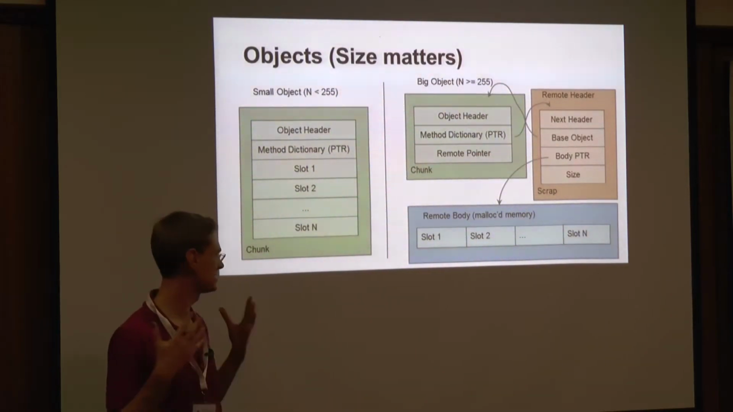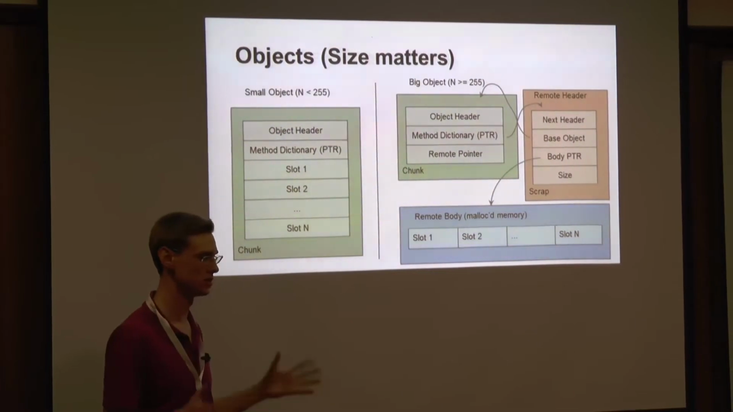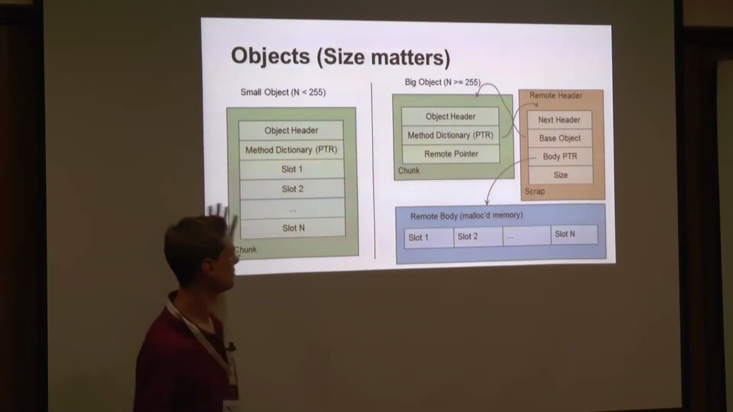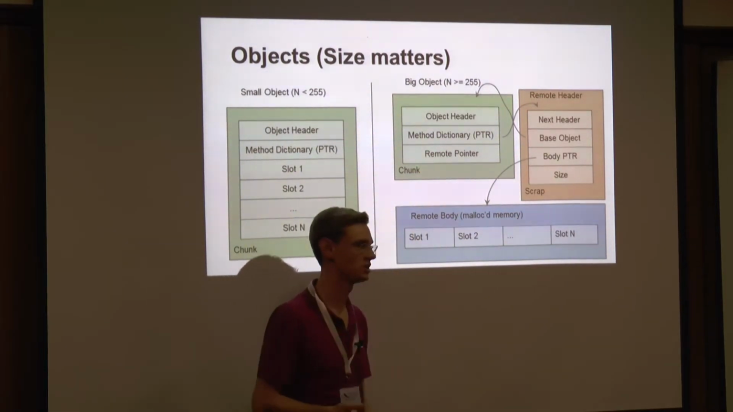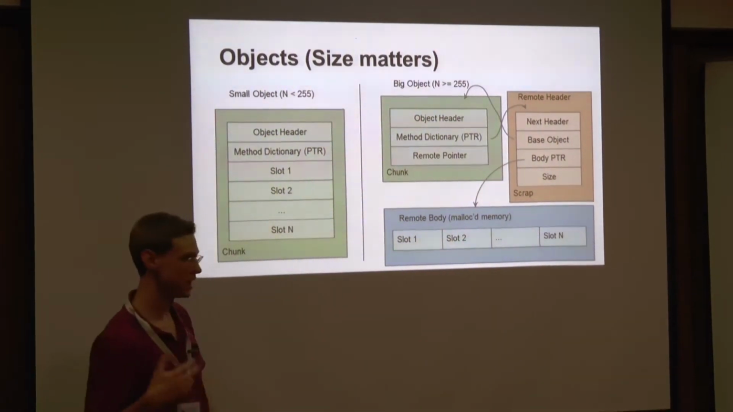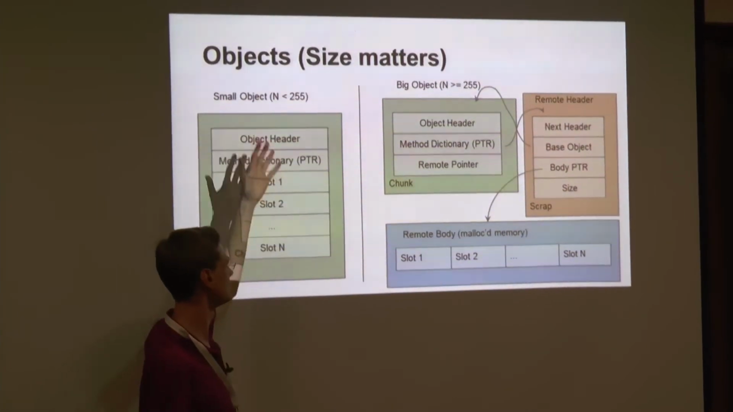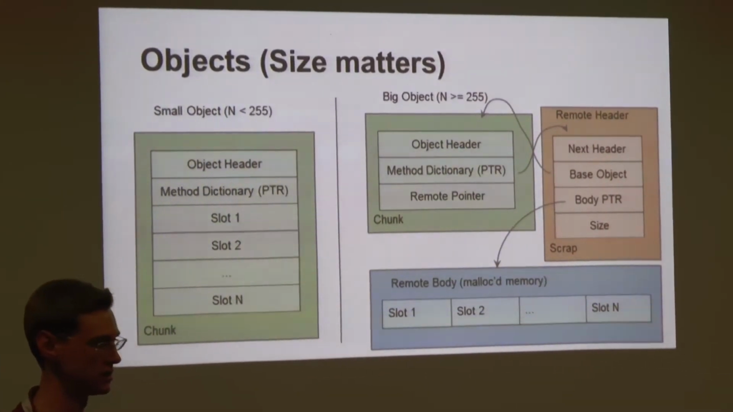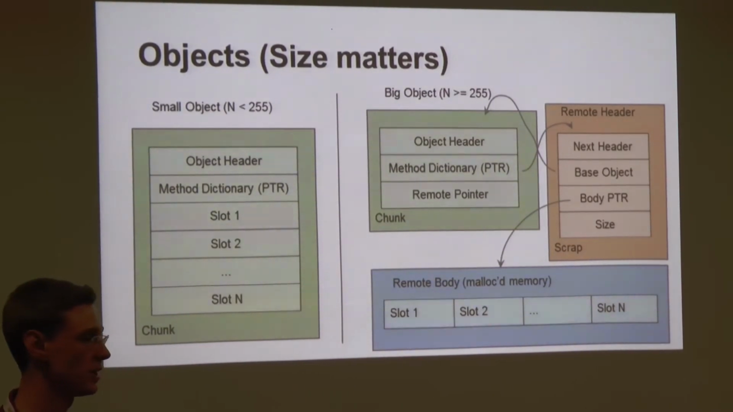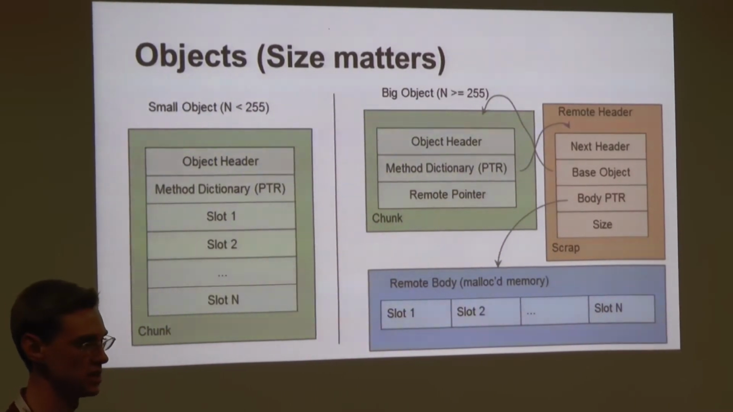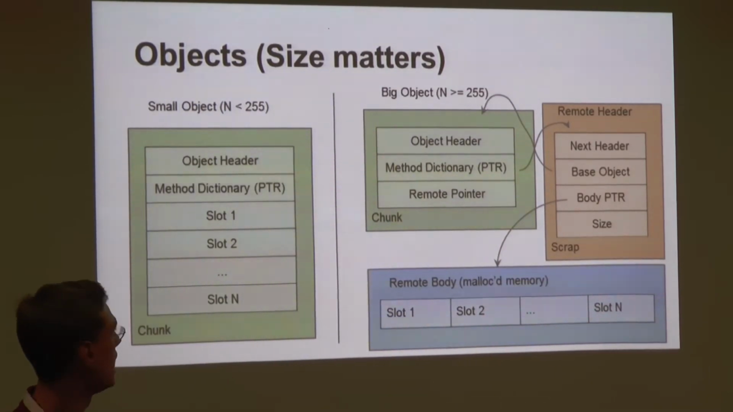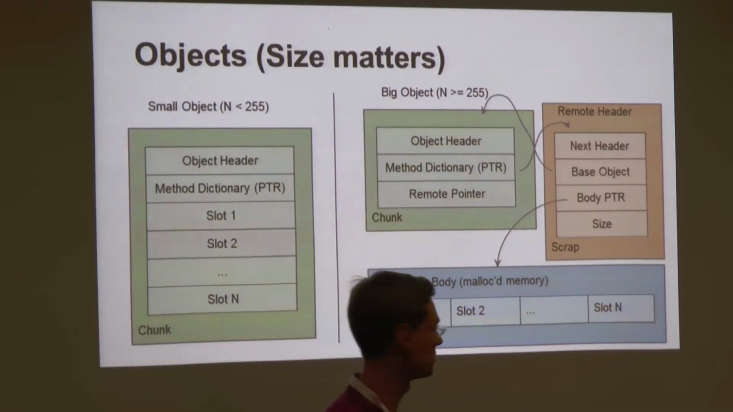Two main object types, I guess, or sizes or structures of an object in Modtalk. You have a small object and you have a big object. Currently, an object is small if it has fewer than 255 slots in it. For example, if it's an array, it has fewer than 255 items, or if it's an indexed object, it has fewer than 255 instance variables. And if it has more than that, it becomes a big object.